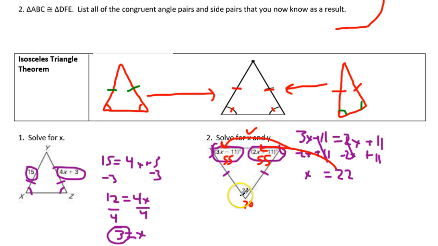If this top of the triangle has to equal 70 degrees, and it also has to equal 2y, we can go ahead and write that as an equation, divide both sides by 2, and all of a sudden, there you go, you're going to have y. So y is equal to 35. So x is 22, y is 35. And that's all for section 1.